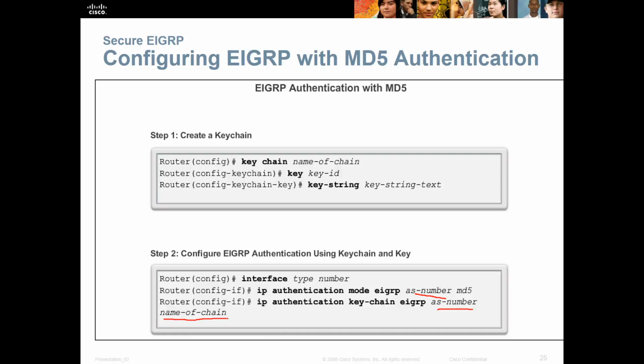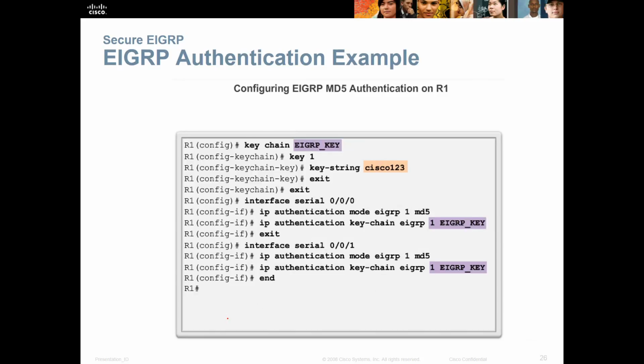So let's look at that as an example. Here we have an EIGRP key. Let's go ahead and do key number 1. Here we have the key string, or the actual passphrase, as Cisco123. Underneath our appropriate interface, we will set up IP authentication mode EIGRP 1. We're using MD5 authentication. Then the next command will be IP authentication key chain EIGRP.